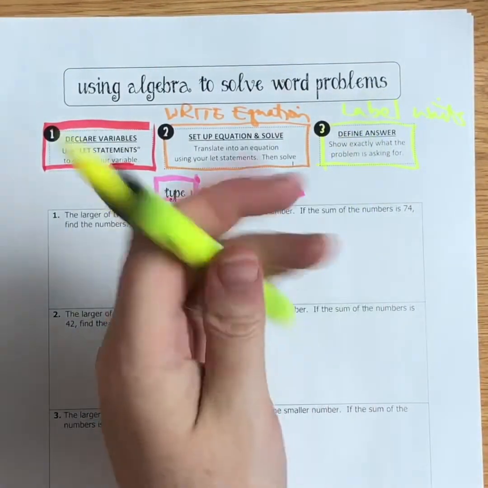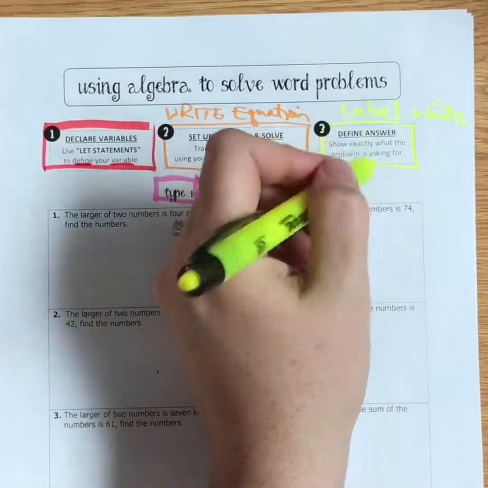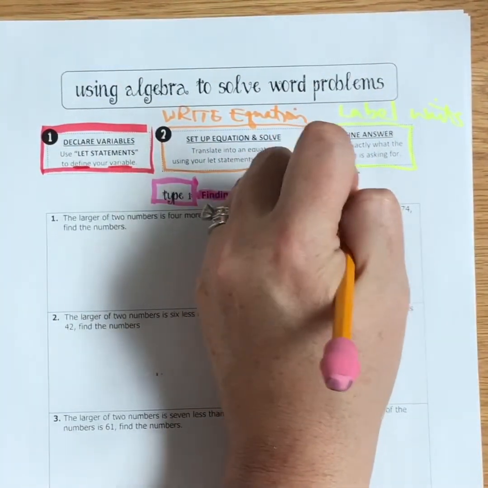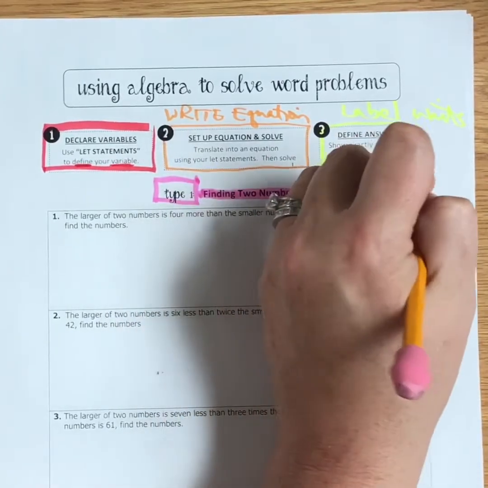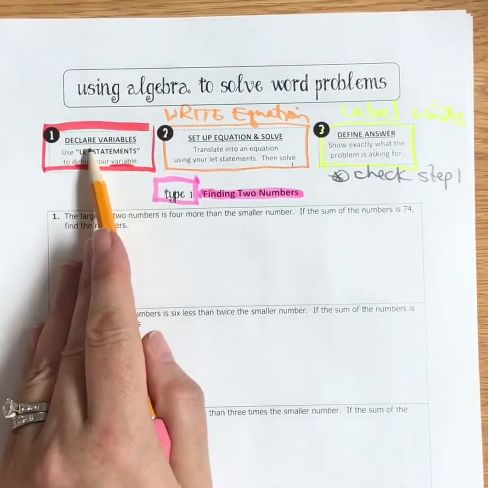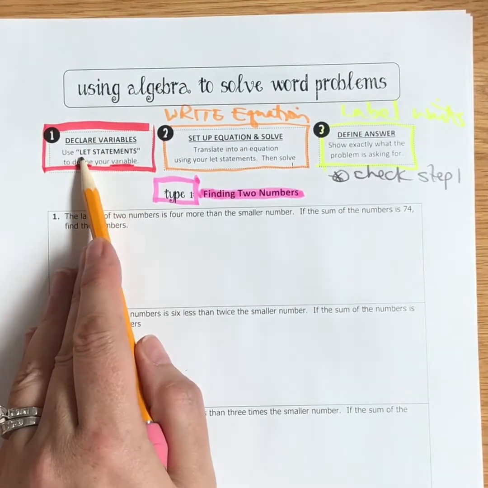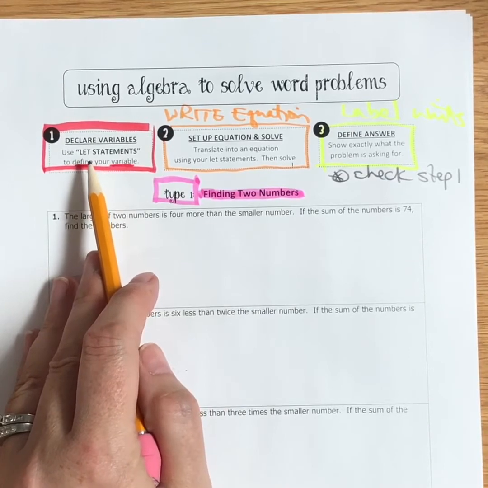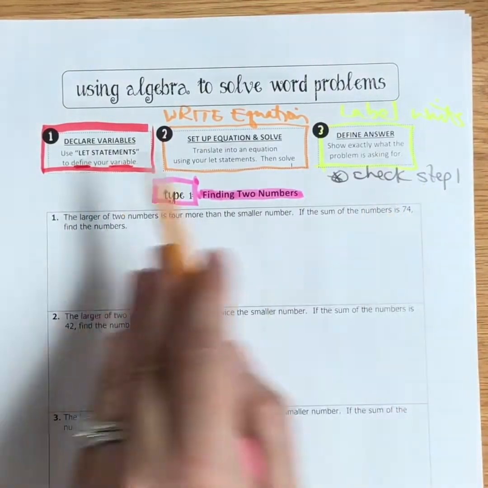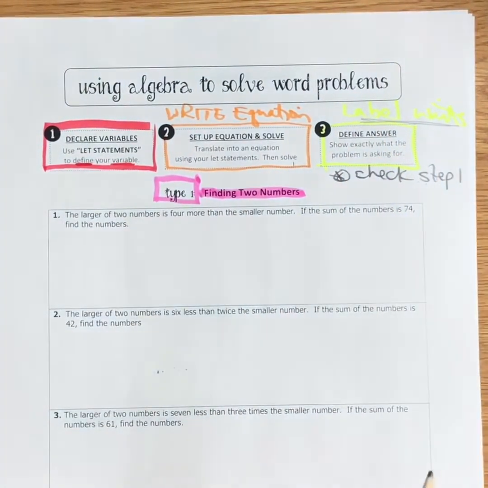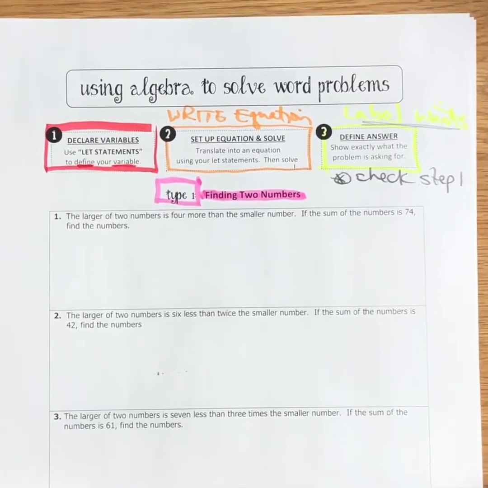Now step 3, when it says define your answer, basically you need to label the units, okay? So when you're labeling your units, basically you're gonna check step 1. So where you define your variables, basically you're gonna let x equal something and maybe 2x plus 5 equals something, okay? You always go back to step 1 to check if you have the correct label. All right, so now let's talk about these 3 different types.